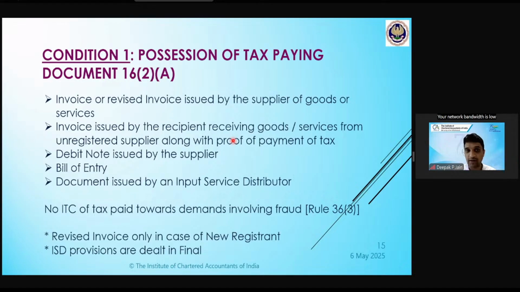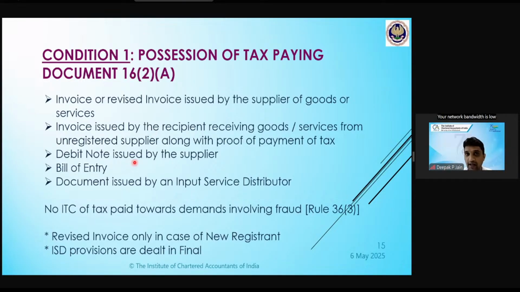Before GST, there was no concept like this. It was only the supplier who used to raise an invoice. But in case of this reverse charge mechanism, the recipient will have to raise a self invoice on himself and he has to have a proof of payment, then he can claim the credit. So in the normal situation, the supplier will issue. In reverse charge mechanism, the recipient will issue.